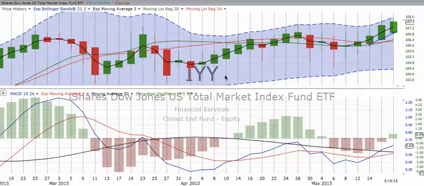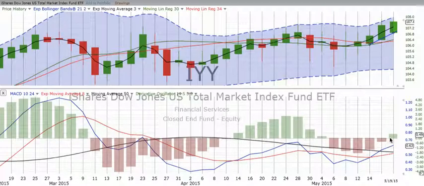As always, we start with IYY. This is a total market index fund. It is an exchange-traded fund, and it tracks the total market. Where are we? On the two-day chart, we have a crossover going up on the MACD. That's the moving average convergence divergence. It's the real big indicator that we use here.